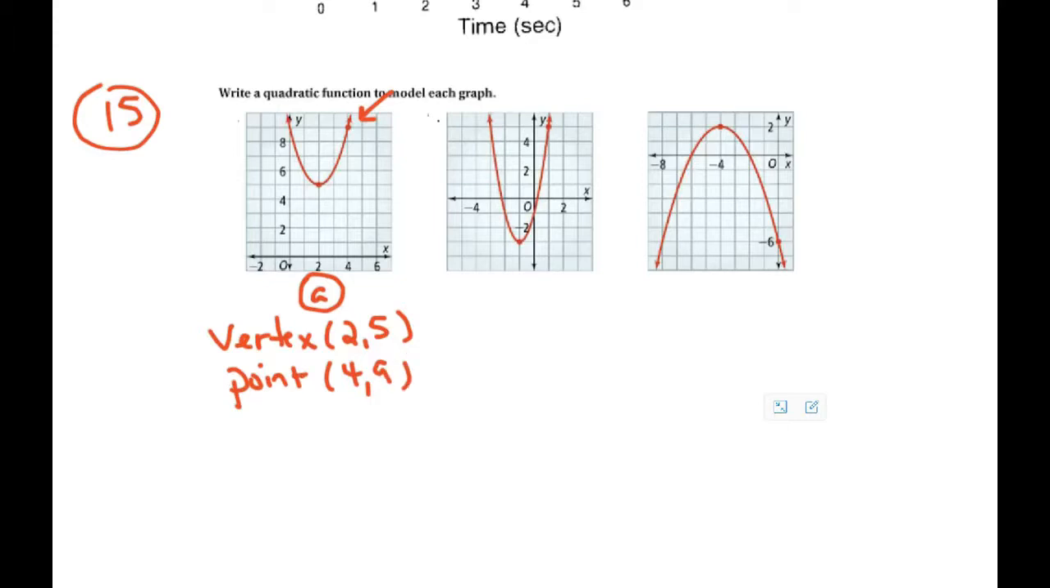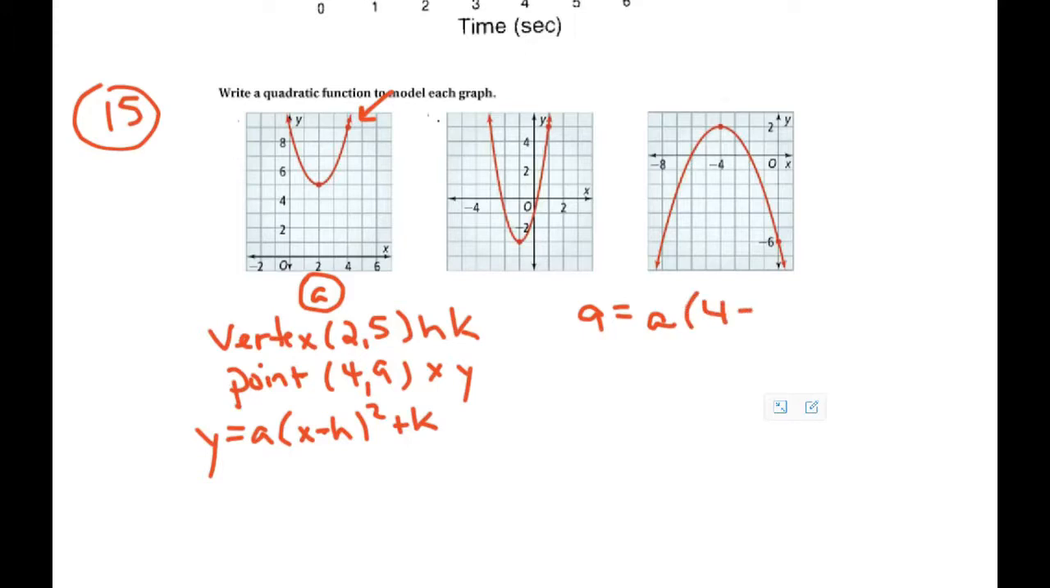The formula for vertex form: y equals a(x minus h) squared plus k. The only thing I don't know is a. I know h, k, and I know x and y. And I'm going to plug all those into this to find the equation. So it's going to be 9 is equal to a(x minus h) squared plus k. And we're going to solve that equation for a.